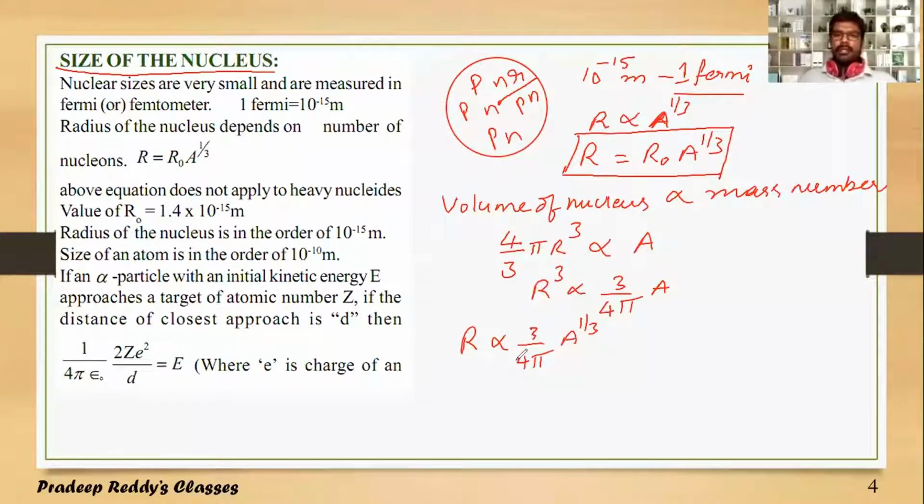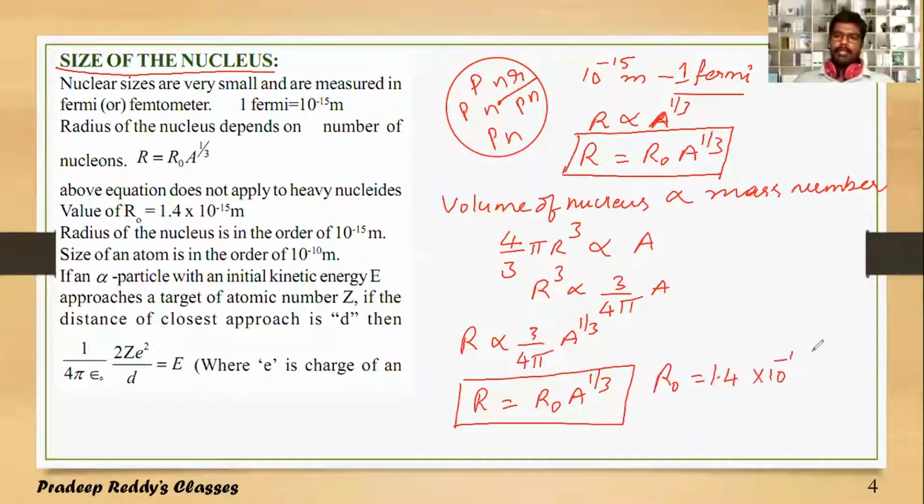If I remove this proportionality, I should include a constant. That constant I am denoting with r naught. So the nuclear radius is equal to r naught into A power 1 by 3, and r naught is a constant which is equal to 1.4 into 10 power minus 15 meter. R naught is a constant value for all nuclei; its value remains the same, nearly 1.4 into 10 power minus 15. In some textbooks they give it as 1.5 into 10 power minus 15.